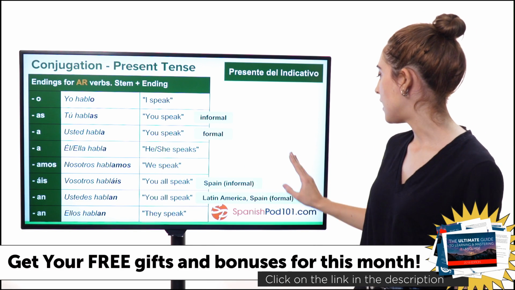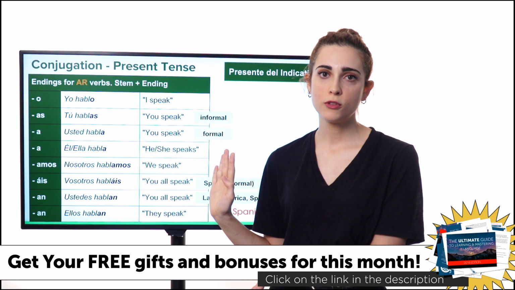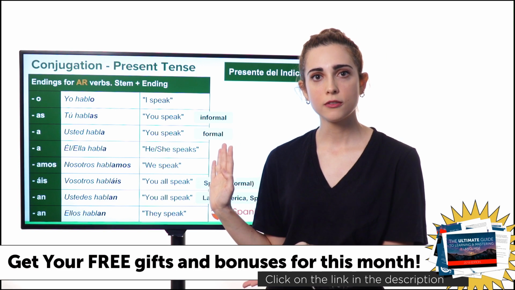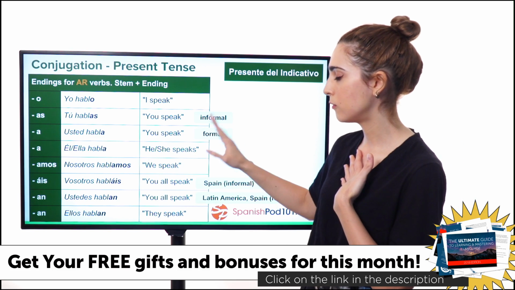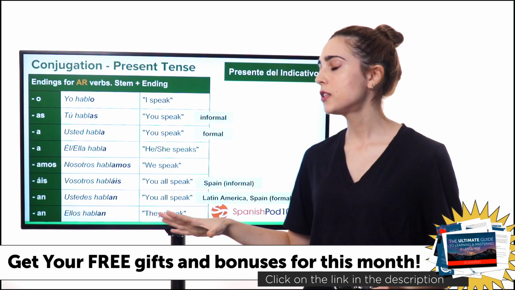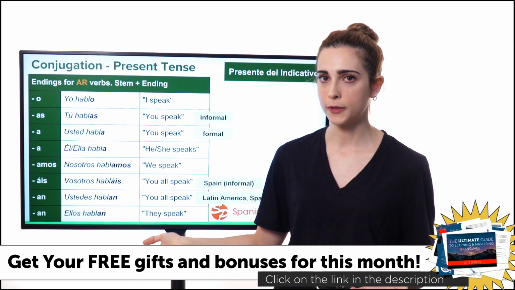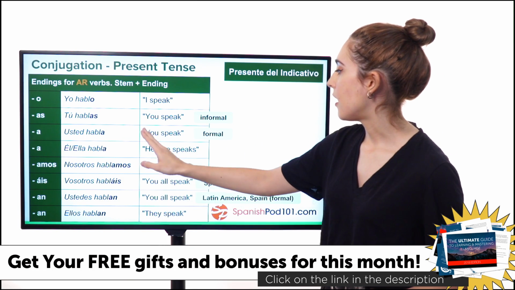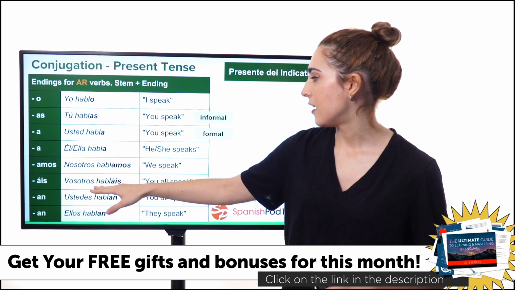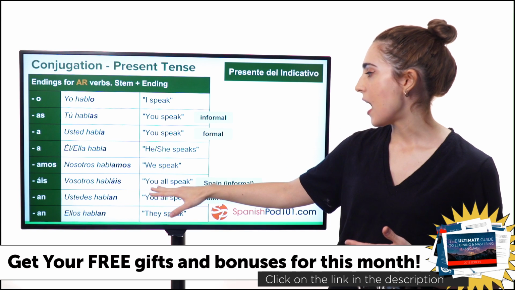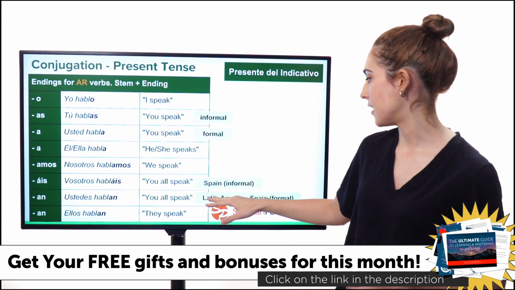Then the formal version, and this is the version they use in Latin America also. In Spain we only use this version in formal language, but in Latin America they use it for both formal and informal. It's ustedes, and we add an. Ustedes hablan. You all speak.